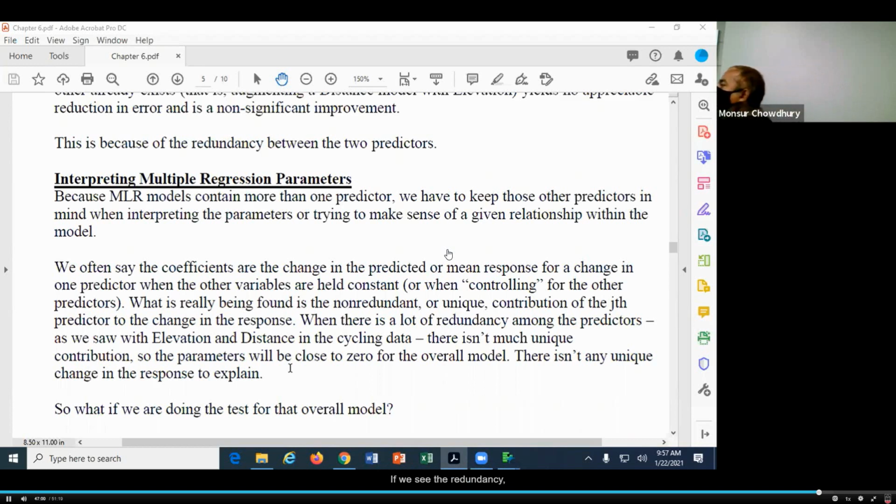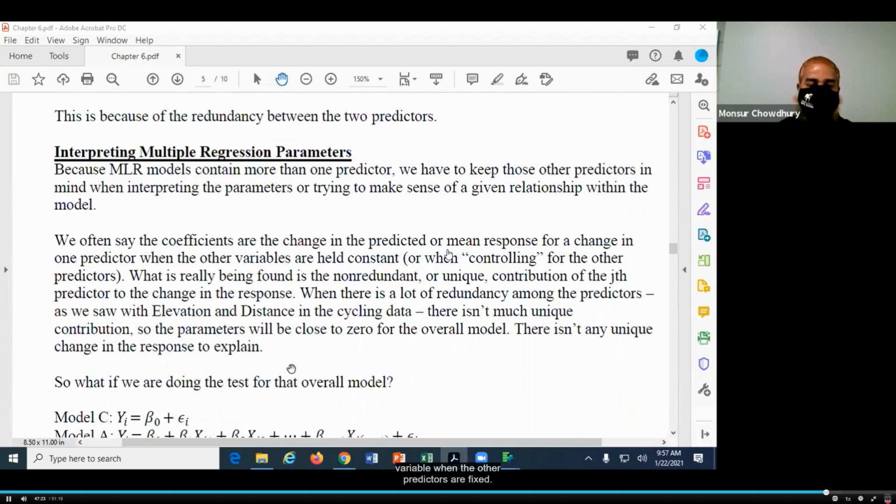So if we see that redundancy, that means one variable is not contributing a lot when the other variable is already in the model. So that's the point: we need to check the unique contribution, or we call it the partial contribution, of this particular predictor to the response variable when the other predictors are fixed.